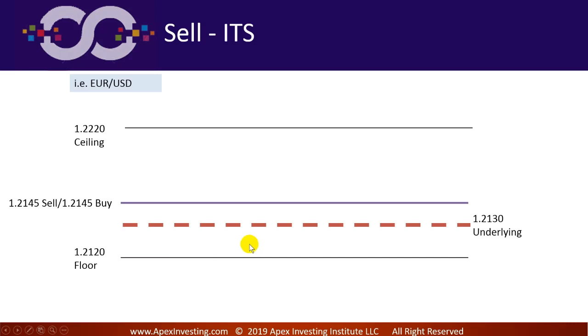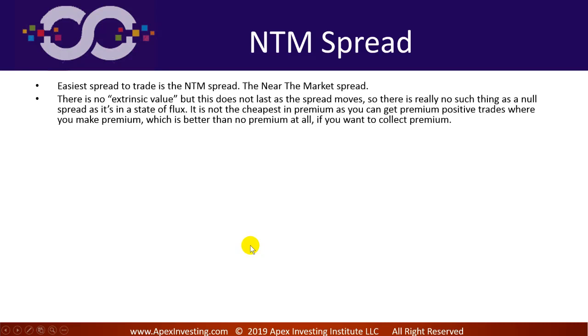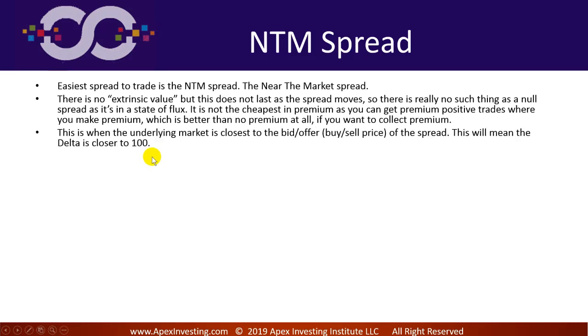Okay? Now, obviously, the easiest spread to trade is going to be the one that's trading at the same price as the underlying market. It's called the near the market spread. There's really no or little extrinsic value, but it doesn't last as the spread moves. So there's no such thing as a null spread, as it's always in a state of flux. It's not the cheapest in premium, as you can get premium positive trades where you can make premium, which is better than no premium at all if you want to collect premium. But what it comes down to is near the market spreads move faster.